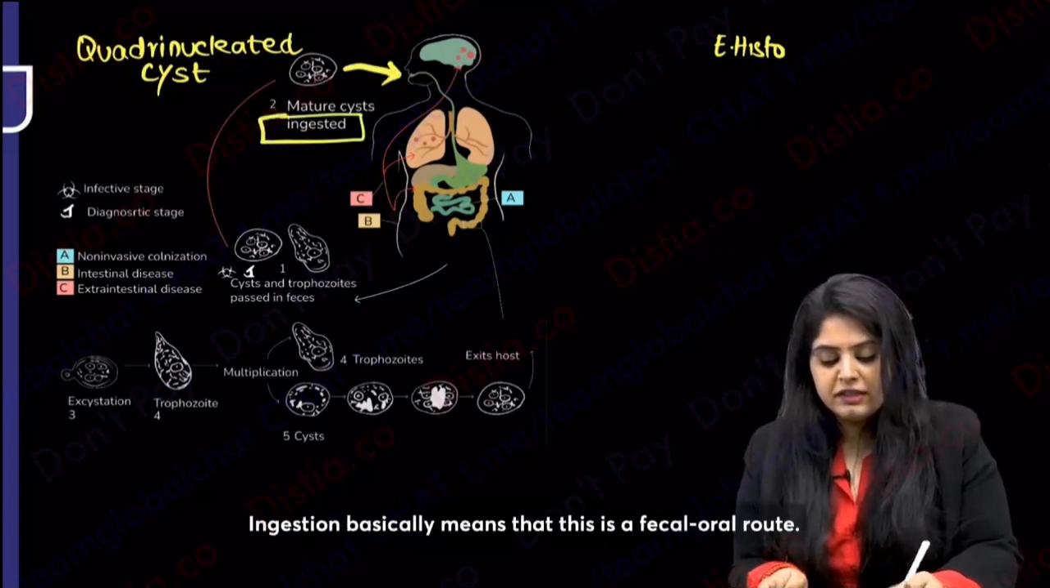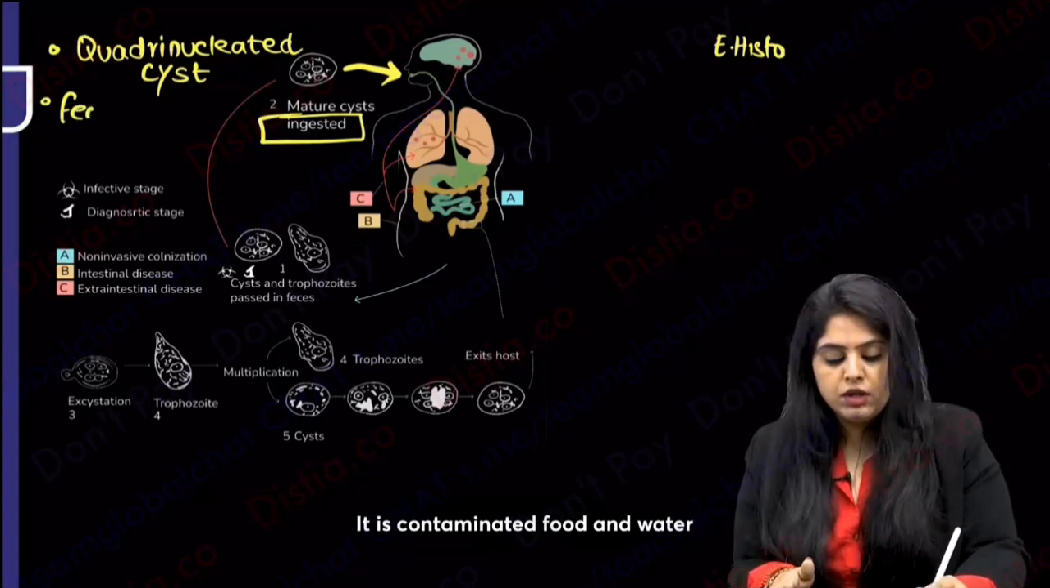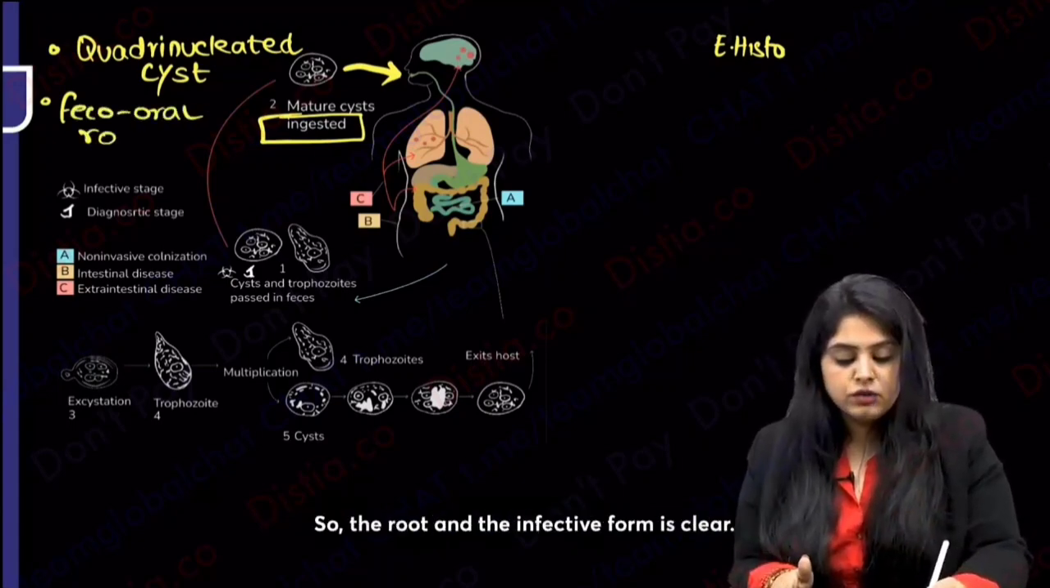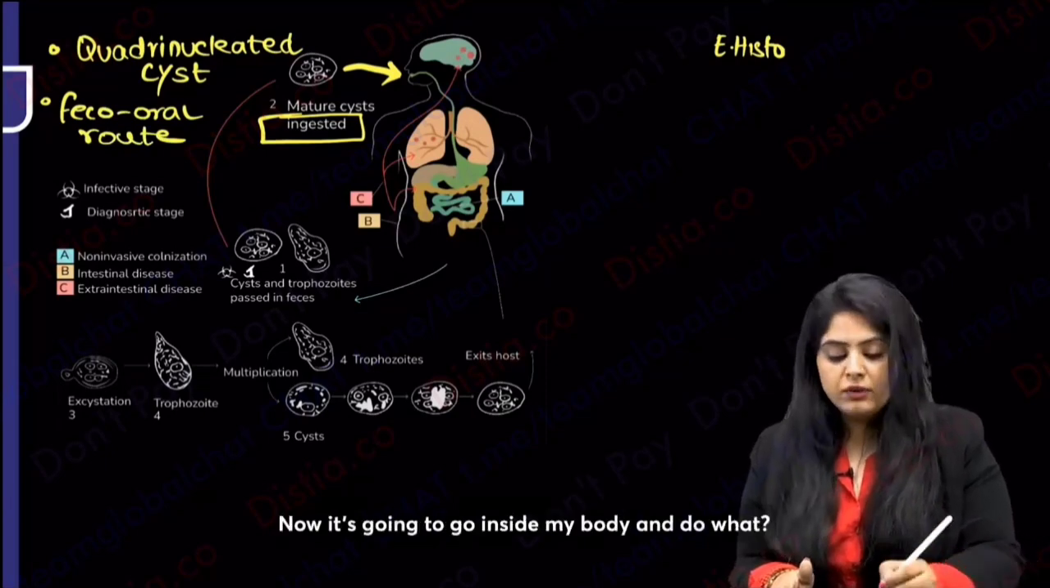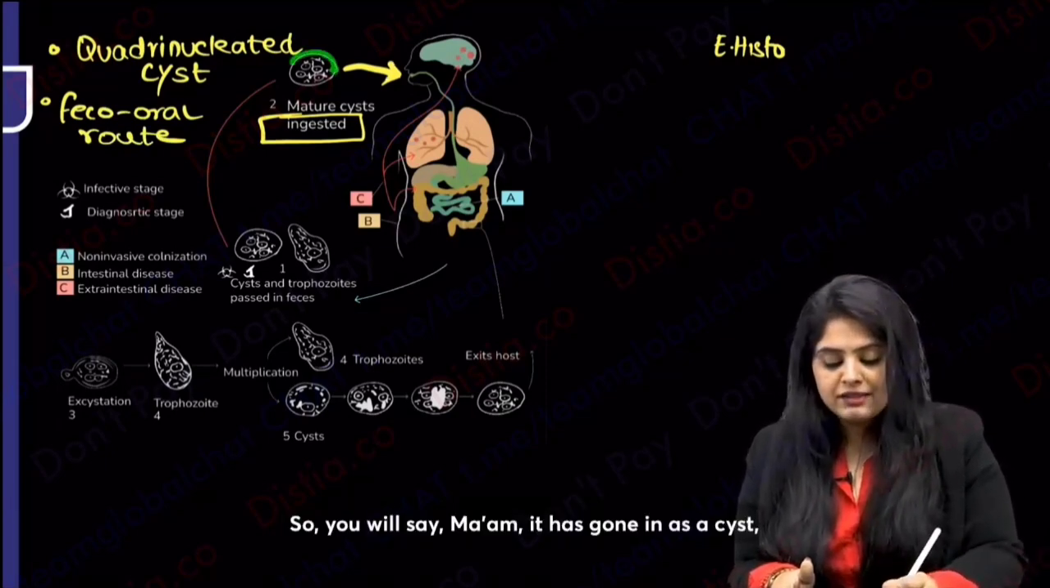Ingestion. Ingestion basically means that this is a feco-oral route. It is contaminated food and water through which I am getting it. And how much of dose? Small infectivity dose, right? So the route and the infective form is clear. Now it's going to go inside my body and do what? So you'll say, ma'am, it has gone in as a cyst.